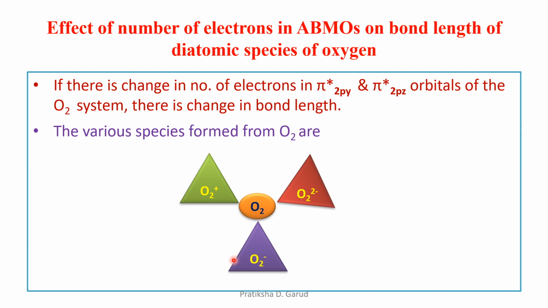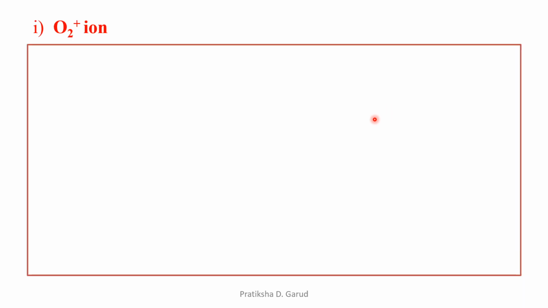So let's study one by one. First will be O2 plus ion, second is the O2 minus ion, and third is the O2 2 minus. So we have to study these species of the oxygen, and then we have to study their number of electrons present in the pi asterisk 2py and pi asterisk 2pz, and then we have to study their magnetic behavior. That means whether they are paramagnetic or the diamagnetic. So let's start with the first one.